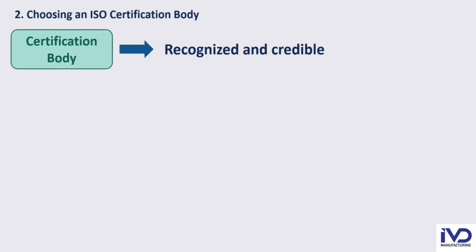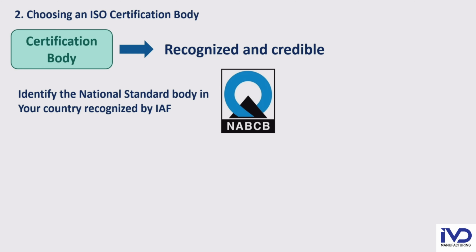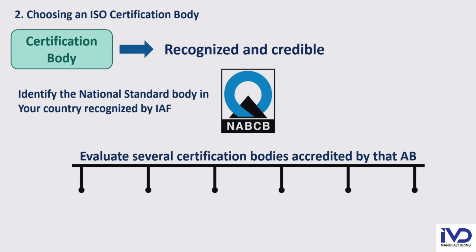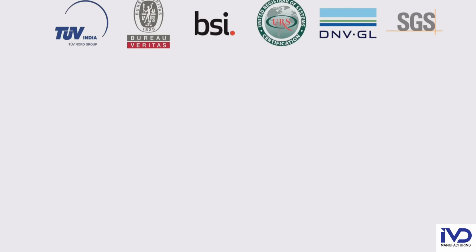Second step, choosing an ISO certification body. You choose a recognized and credible certification body. Identify the national accreditation body in your country recognized by the IAF. For example, in India, it is NABCB. Evaluate your CB accredited by that AB. For example, TUV, BSI, URS, DNV and SGS are the popular CBs which have been accredited by the AB.